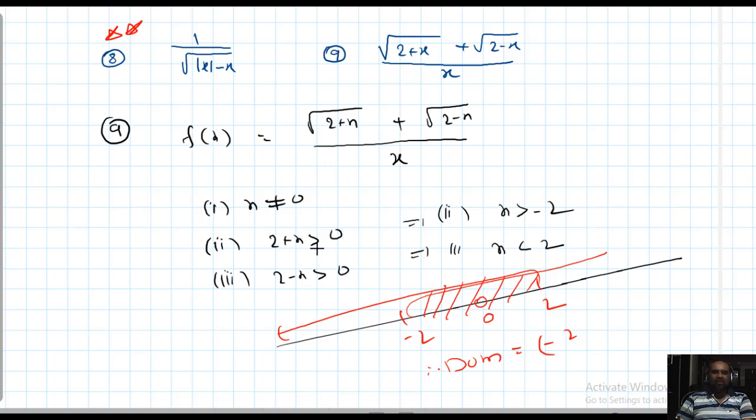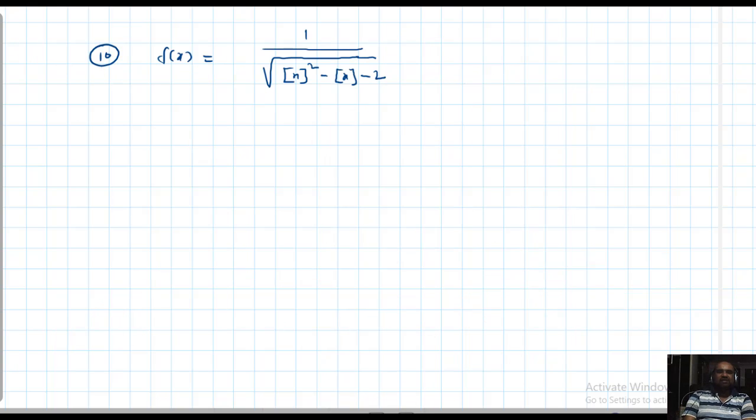No problem. The domain equals closed minus 2 to open 0, union open 0 to closed 2. Or sometimes you can write it like this also: closed minus 2 to closed 2, minus 0. Also a correct answer. Okay, excellent problem.